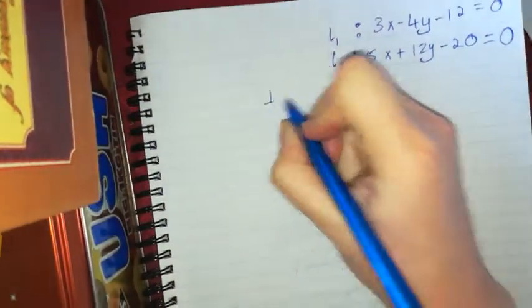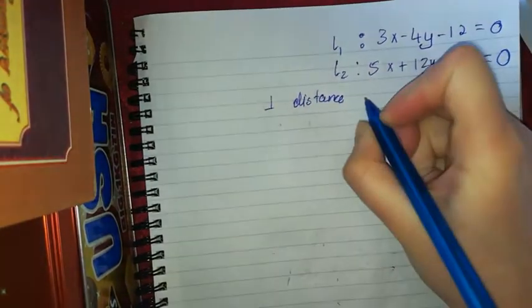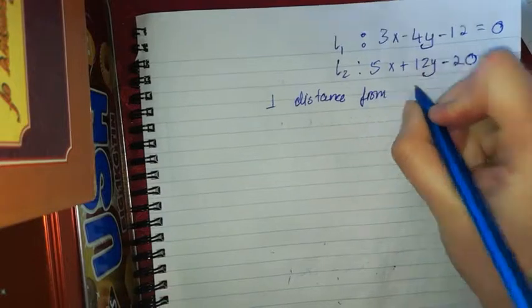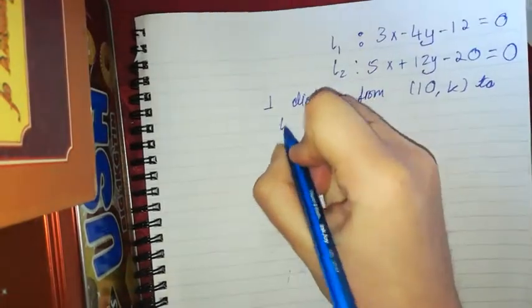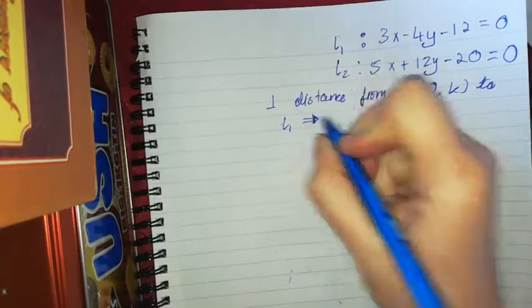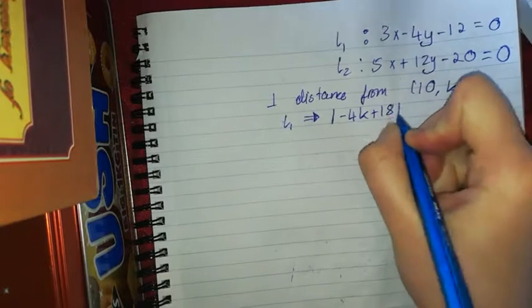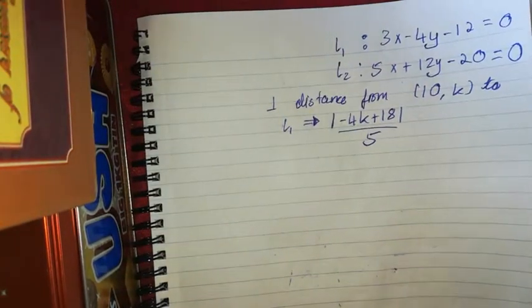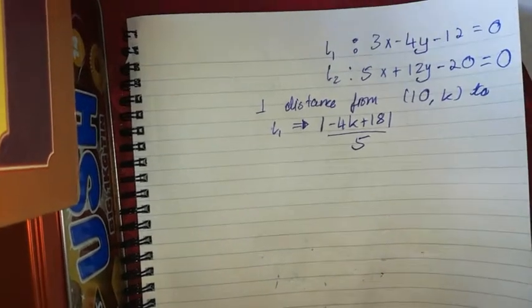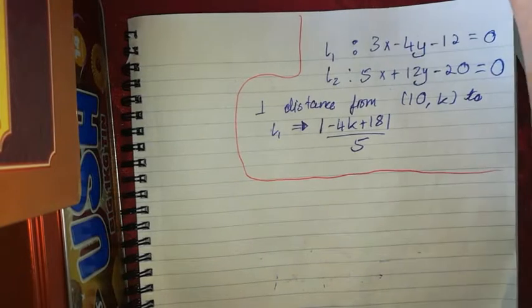The perpendicular distance from 10k to L1 is minus 4k plus 18 over 5. So that's the perpendicular distance from k. So that's information that we know already. So that's a kind of our little bank of information that we're going in with.